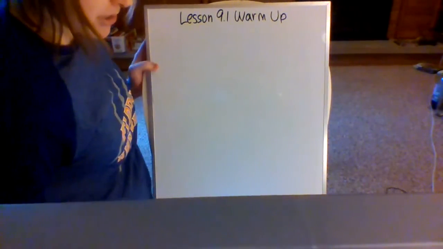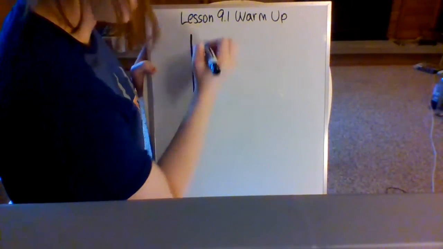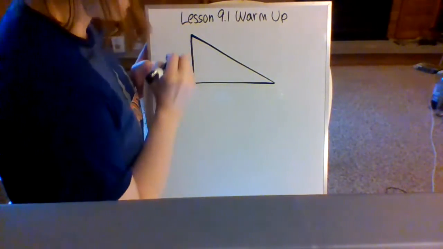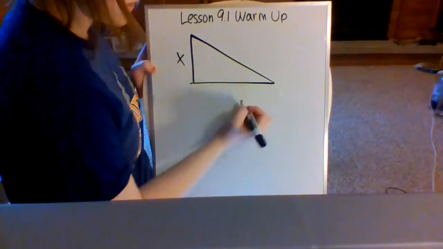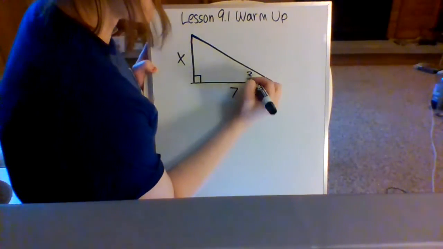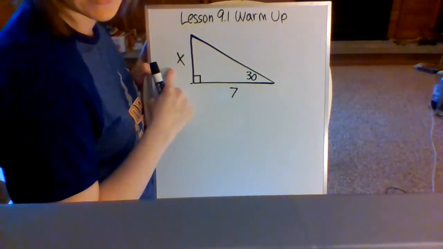Okay, so first I'm going to draw you the triangle. Alright, so this side over here is x. Down here we have 7. This is the right angle. And this little corner angle is 30. So we have to find x.